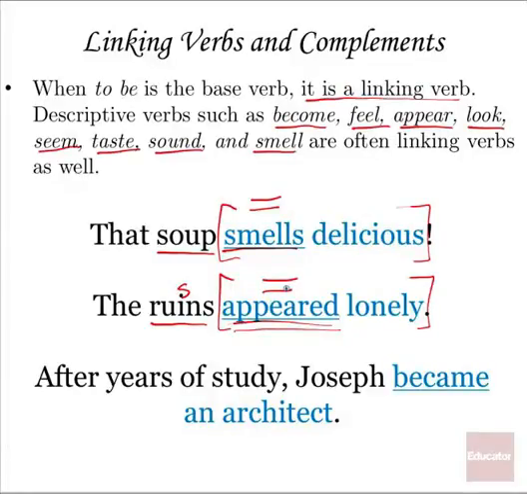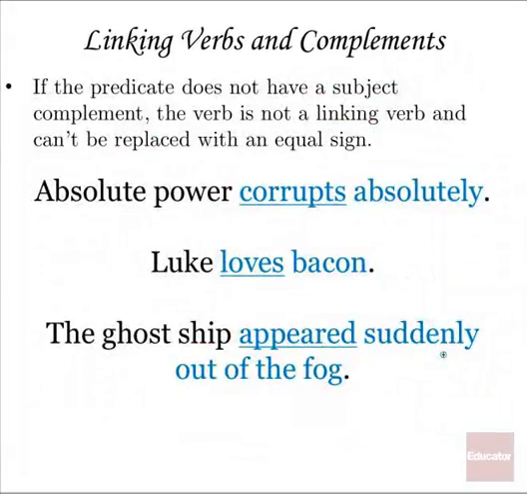Ruins equal lonely. After years of study, Joseph, our subject, became an architect. Became an architect is our predicate. It's what Joseph did. Became is our verb, and it can be replaced with an equal sign. Joseph equals architect. All right, if a predicate does not have a subject complement, the verb is not a linking verb and cannot be replaced with an equal sign.